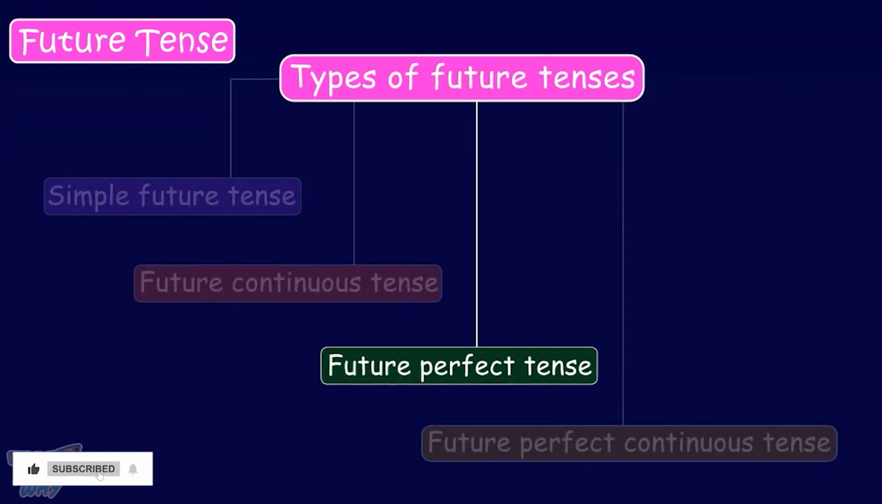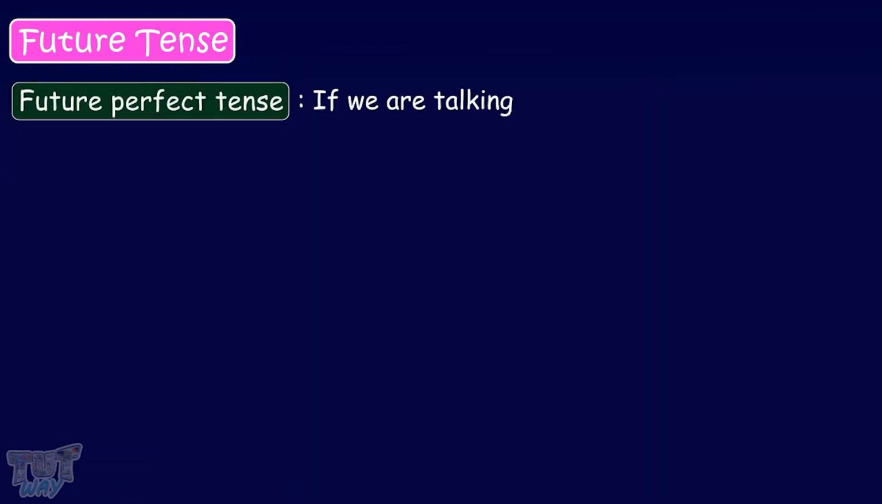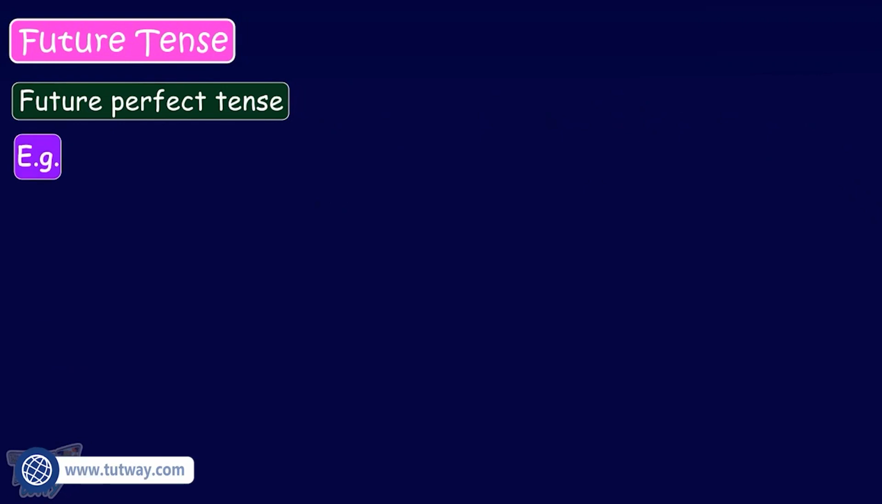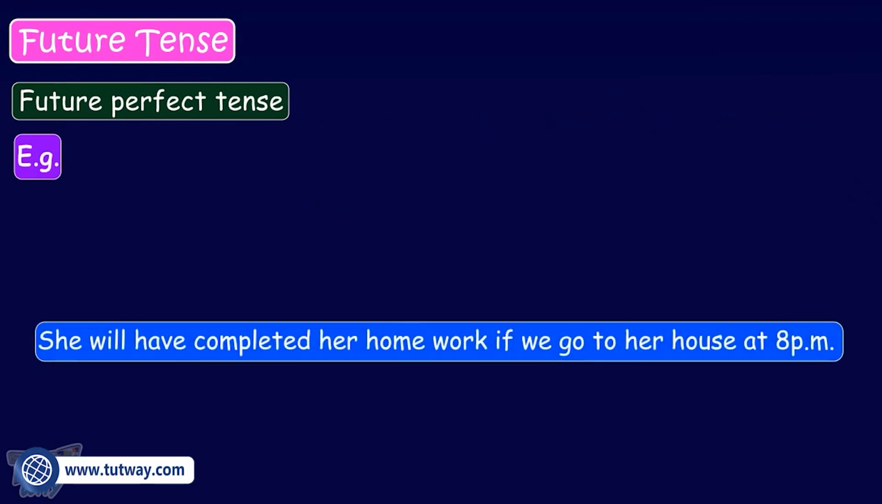Now let's learn about future perfect tense. If we are talking about two things that will happen in the future, future perfect tense is used to talk about the thing that will happen first. For example, she will have completed her homework if we go to her house at 8 p.m.